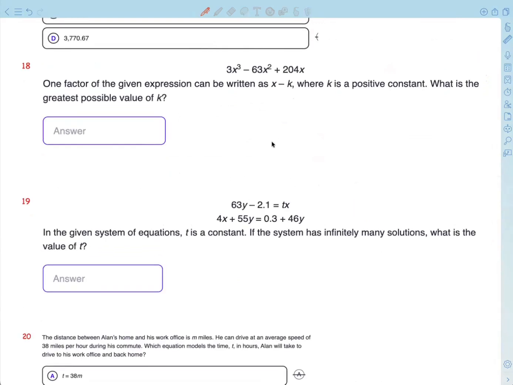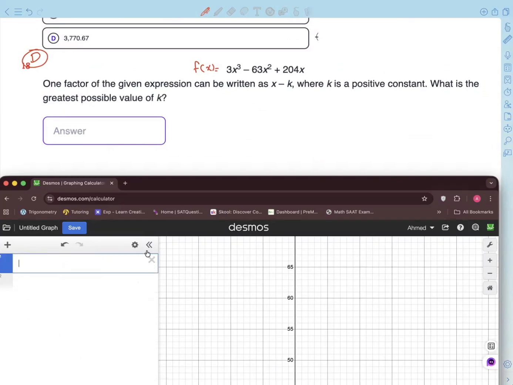We have 3x cubed minus 63x squared plus 204x. One factor of the given expression can be written as x minus k, where k is a positive constant. What is the greatest possible value of k? In this question, you can put the right-hand side equal to 0, and you can factor it by taking 3x as a common factor. But you can use Desmos to answer this question. You'll just consider this as a function, and we'll check the x-intercepts.